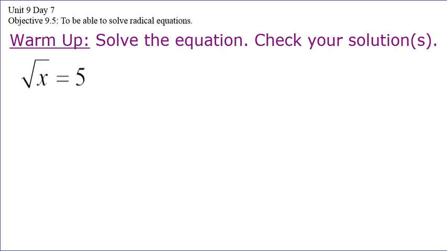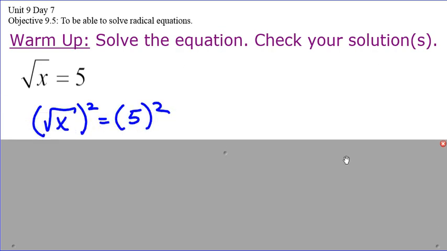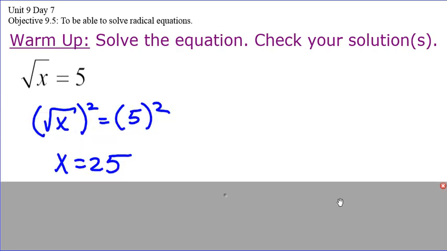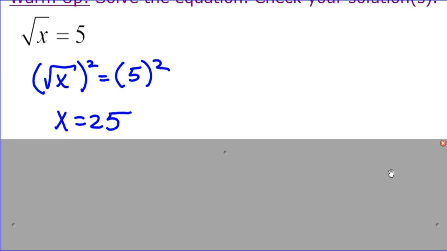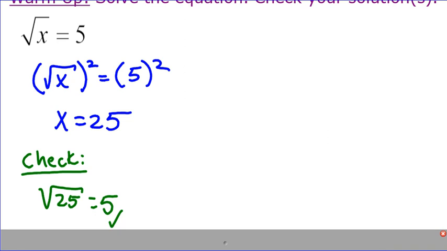So we have the square root of x equals 5. To undo the square root, we know we have to square it, so we'll square each side, which means that x is equal to 25. Now we have to check and make sure that's a valid result. So if we substitute back into our equation, the square root of 25 we know is 5. Therefore, we've got the correct value for x to make that equation true.